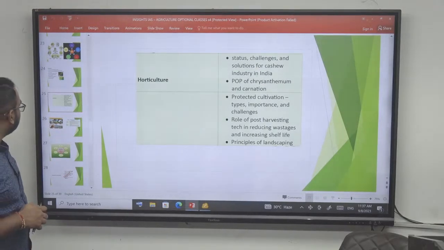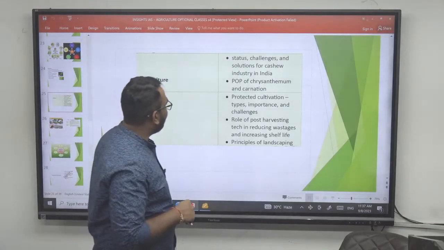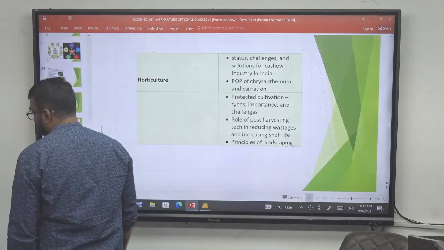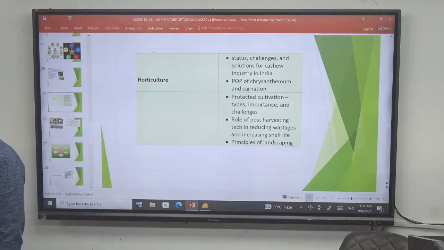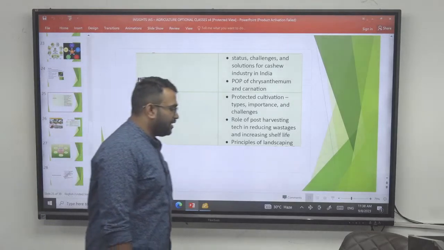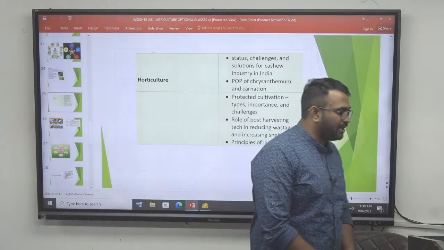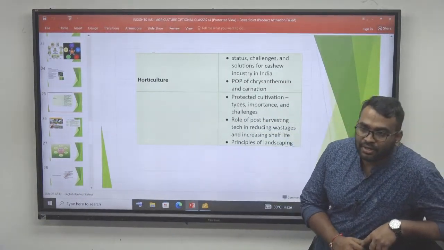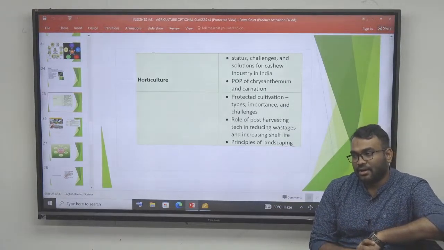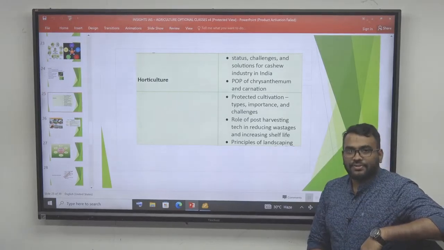So the next one is status, challenges and solutions of cashew crops. So cashew is an example of which type of crop? It is a plantation crop, correct? So here, see, the question could be like this: what is the potential, what are the different types of plantation crops grown in India? That could be one question. Or else they can ask about cashew itself as a separate question.